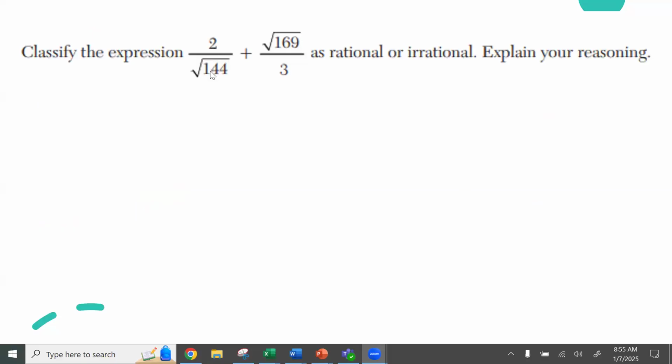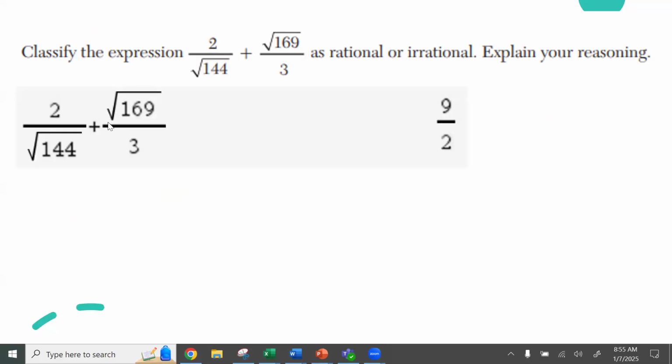Classify the expression 2 over radical 144 plus 169 over 3. When you type that into your calculator, out pops 9 over 2. And guys, on your test, please write equals 9 over 2, because then you would say it's a rational number. And then you would have to say why: it can be written as a fraction. Rational number which can be written as a fraction.